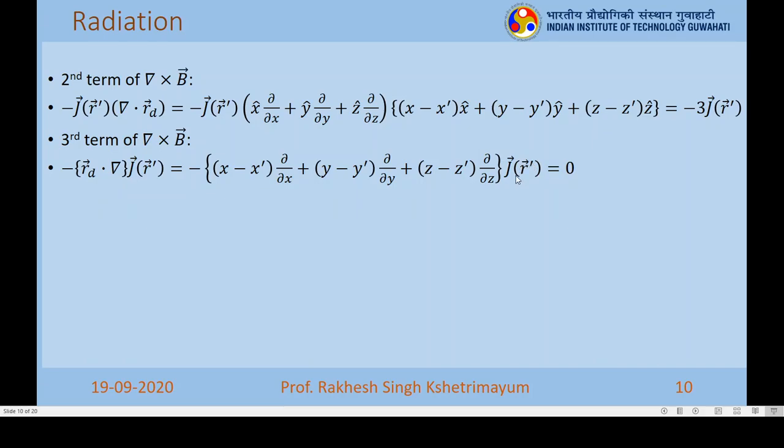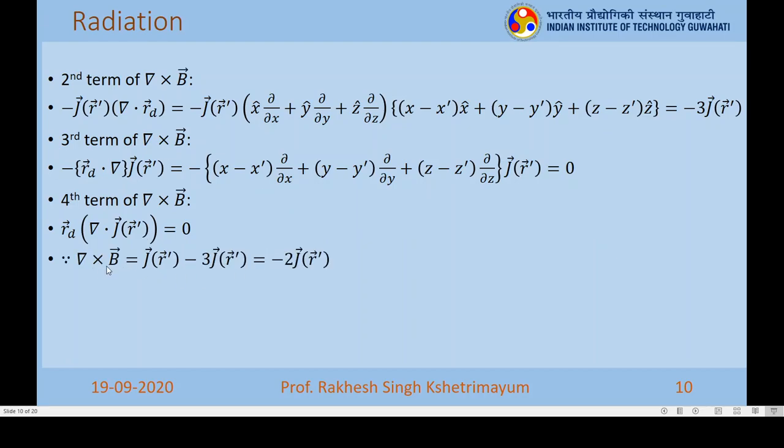Jr is any arbitrary current density existing in the xyz region, and when you differentiate it with respect to del by del x, del by del y, del by del z, it should be equal to 0. Similarly, the fourth term is the divergence of jr dash, but this del operator is totally dependent on xyz coordinates, whereas this jr dash is totally dependent on x dash, y dash, and z dash, so this will become 0. Finally, what we have is curl of B is simply minus 2jr dash.